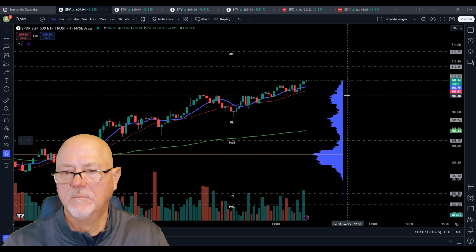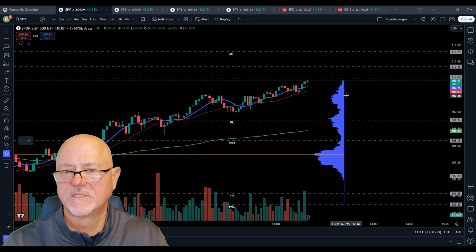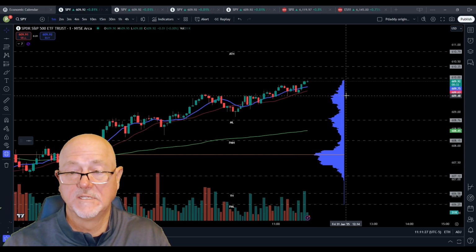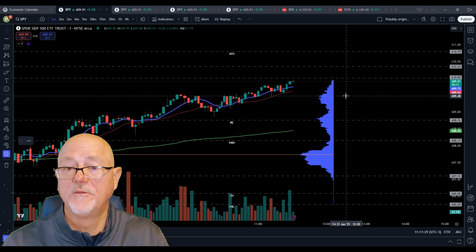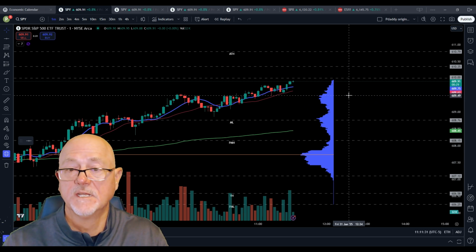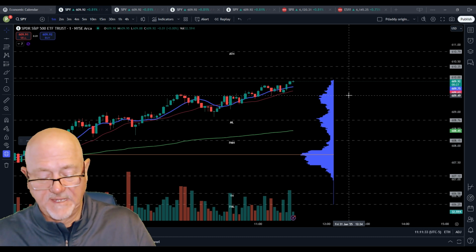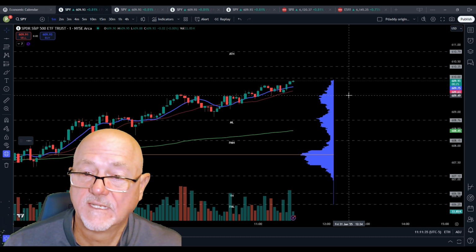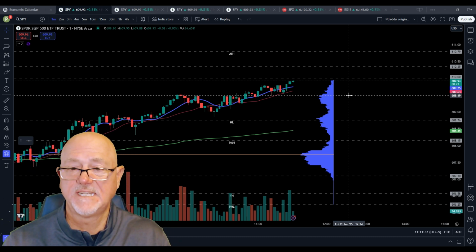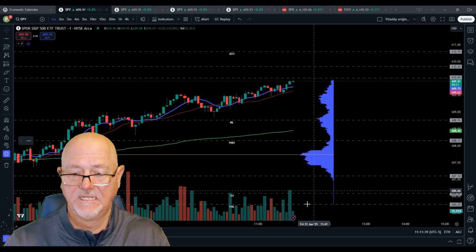And there are detractors out there. Some people don't like it, but I love volume profile. I don't know about you guys, but other than regular basic support and resistance, it shows us where the volume has been laid down. So I'm a big believer in it. Anyway, folks, looking for 610.